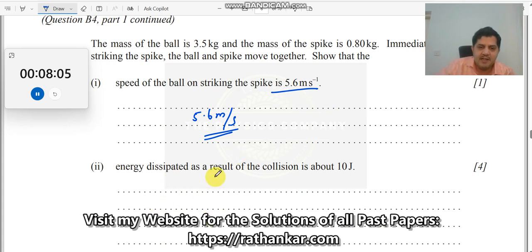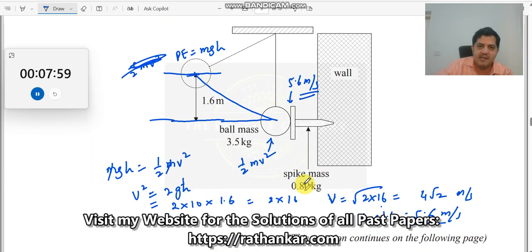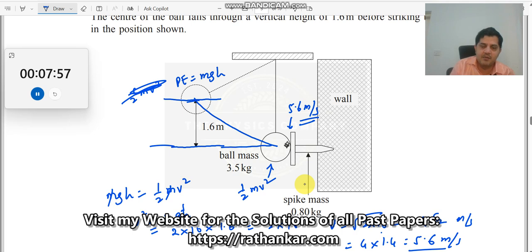The energy dissipated as a result of the collision is about 10 joules. You have to show that. Why does the energy get dissipated? Because the moment it comes and hits over here, either there could be air resistance or maybe there is a bang which you hear. So all this together will dissipate some amount of energy.